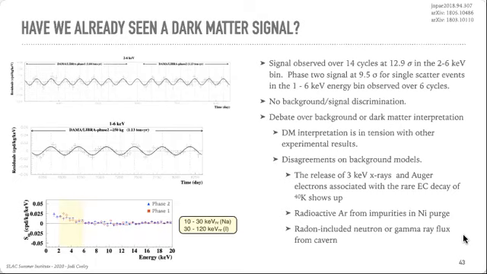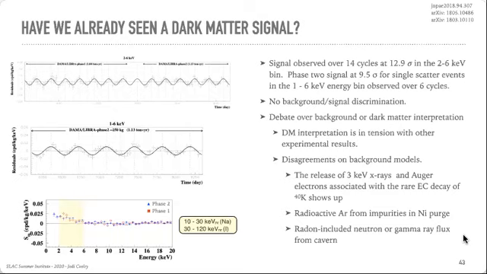And as you can see, they clearly have observed a signal of something over 14 cycles. And so that signal now has a confidence level of 12.9 sigma in the 2 to 6 keV bin. So again, no background discrimination. So in the physics community, there's a debate over whether this is a background or it's dark matter, that is, some interpretation of dark matter.